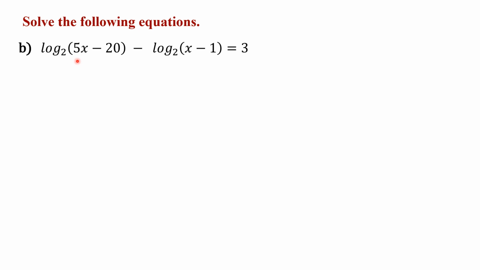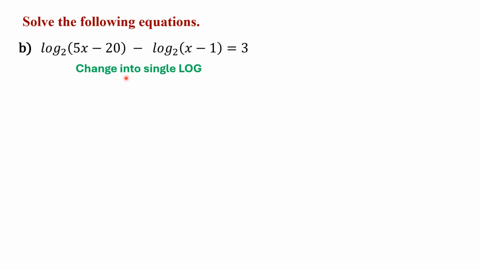Now for the second logarithmic equation, we can see here that there are two logarithms on one side and a constant on the other side. So the first thing to do is write this as a single logarithm, and we can only do this by applying the quotient property. It is a quotient property because this is minus. This is a difference of logarithms. So a difference of logarithms is the log of the quotient.